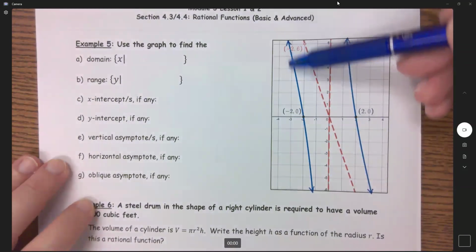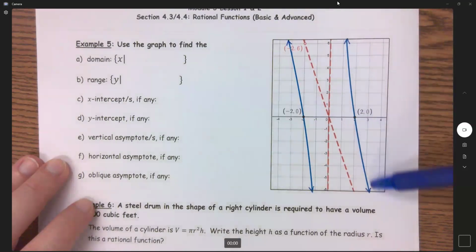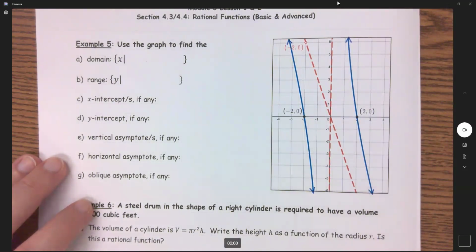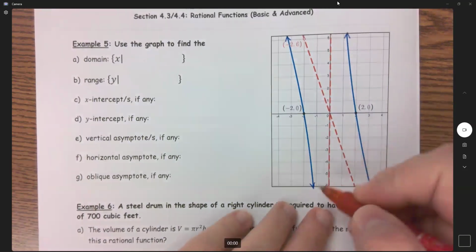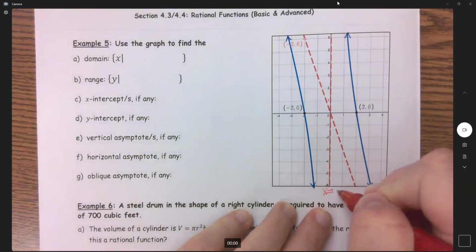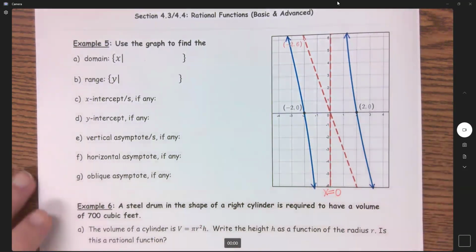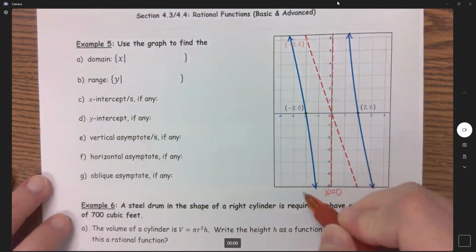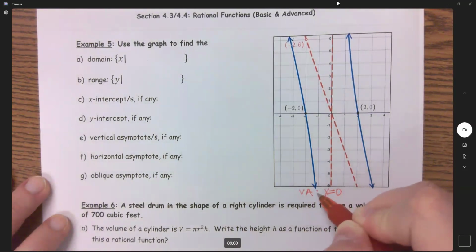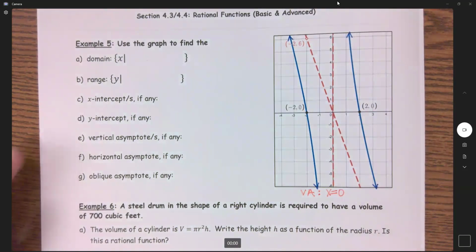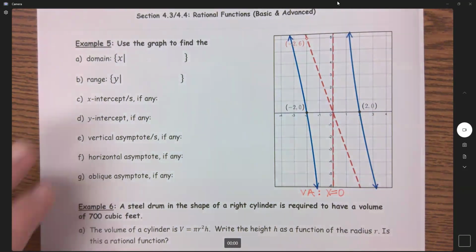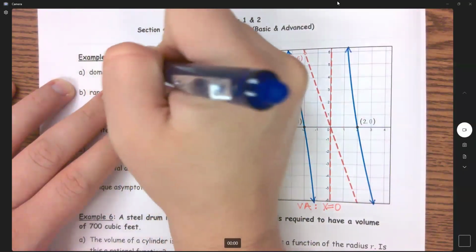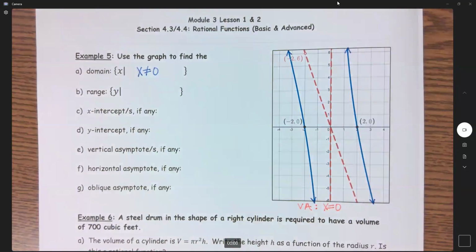So here, when I look at my rational function, I don't see any holes, but I do have a vertical asymptote. We have a vertical asymptote right here at x equals 0. Let me put VA. Vertical asymptote right there at x equals 0. So therefore, my domain is the set of all x such that x cannot equal 0.